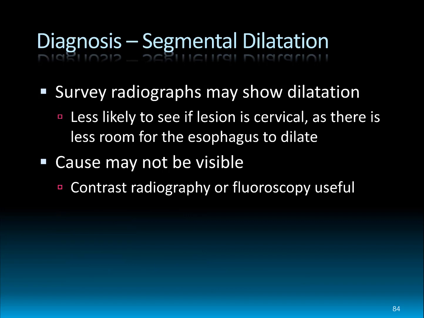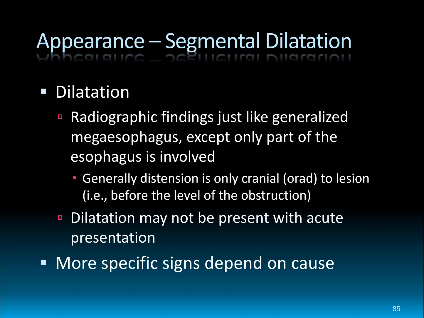Survey radiographs are still going to be your place to start because you will often see dilatation of the esophagus in these cases. We don't see it as commonly if the lesion is more cervical, just because the esophagus doesn't have as much room to distend. And even if you see segmental dilatation of the esophagus, you may not see the underlying cause. It depends what the actual cause is, and so contrast radiographs or fluoroscopy may still be useful.